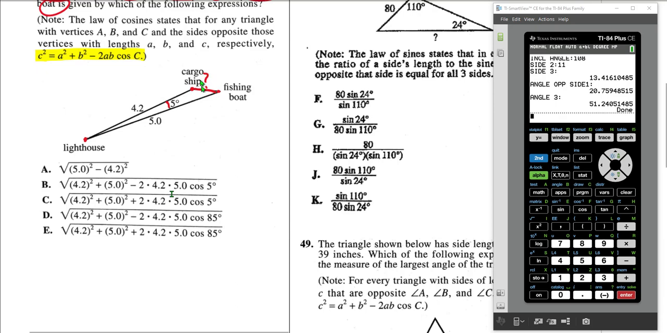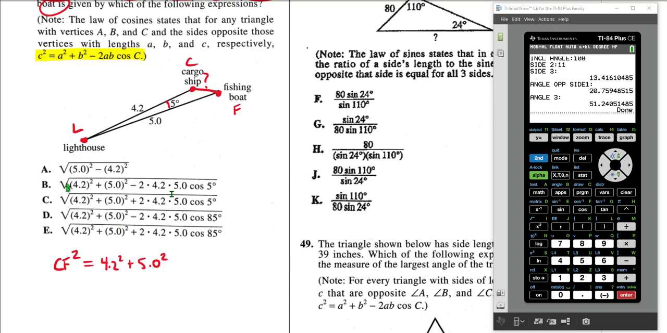So what do we need? We need this side here. Let's label these L, C, and F. This point will be F, this point will be C, this point will be L. So what do we need? We need CF, the length of CF. So remember what the law of cosines says. It says the length of that side, CF squared, will be equal to the sum of the squares of the other two sides. So that's 4.2 squared plus 5.0 squared.